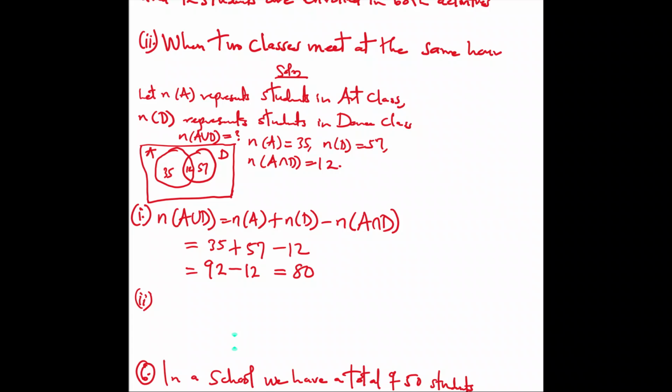So for the two classes that meet at the same hour, it's just basically going to be addition of A and D. The number of students in art class, the number of students in dance class. That's just what the question is asking for. So in this case, the number of A intersection D will be equal to number of A plus number of D. The number of students enrolled in art class is 35, and the number of students enrolled in dance class is 57. So that will be equal to 92. Okay, so that's it for that question.